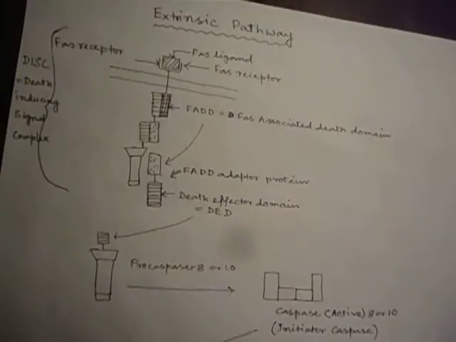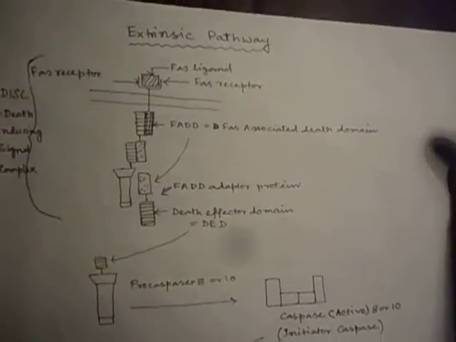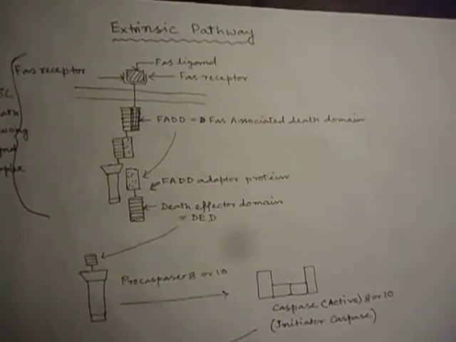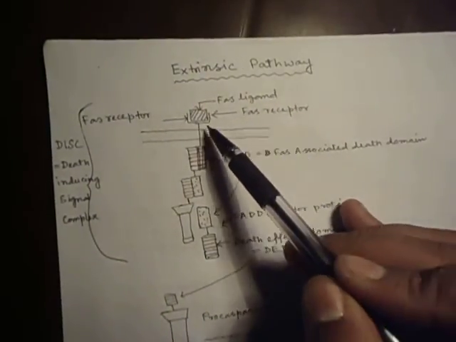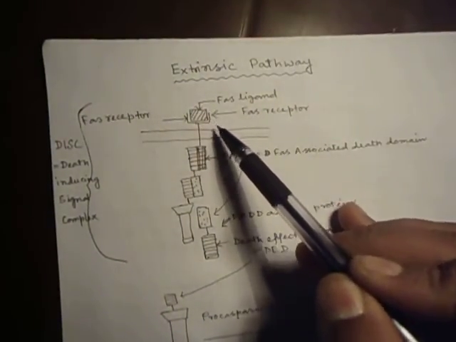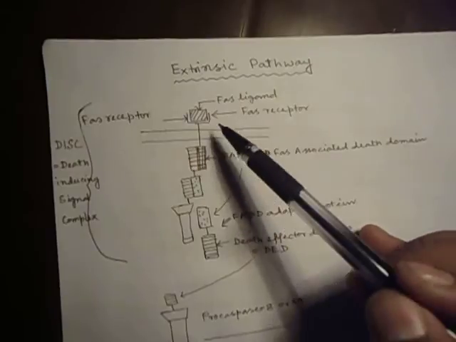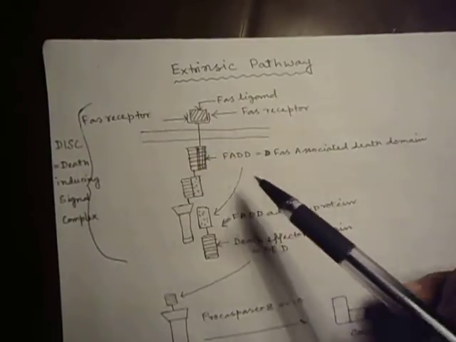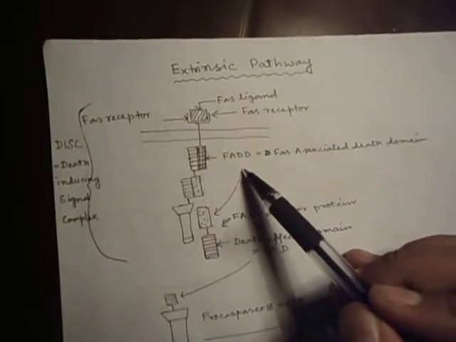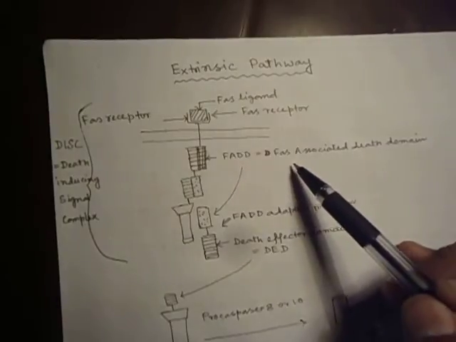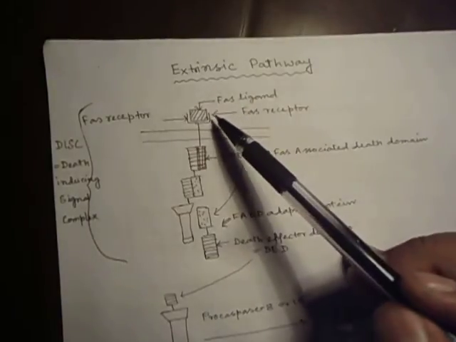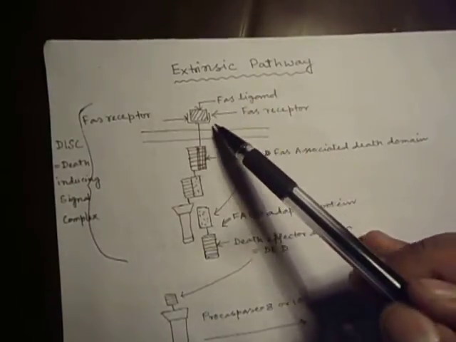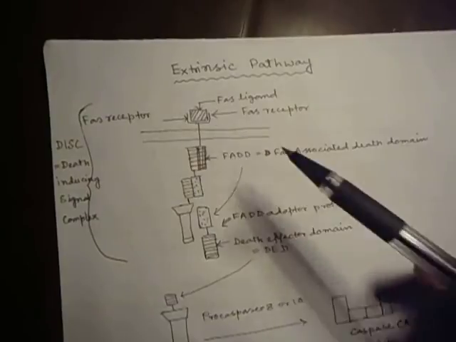Come to the extrinsic pathway, which I will discuss now. First the receptor; we'll discuss the structure of the receptor first. There is the FADD domain, that means Fas associated death domain. The Fas ligand binds with the Fas receptor. Then what will happen?